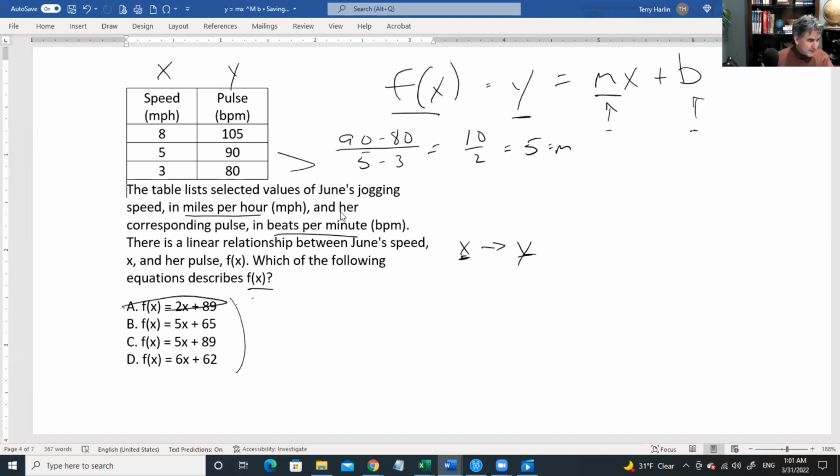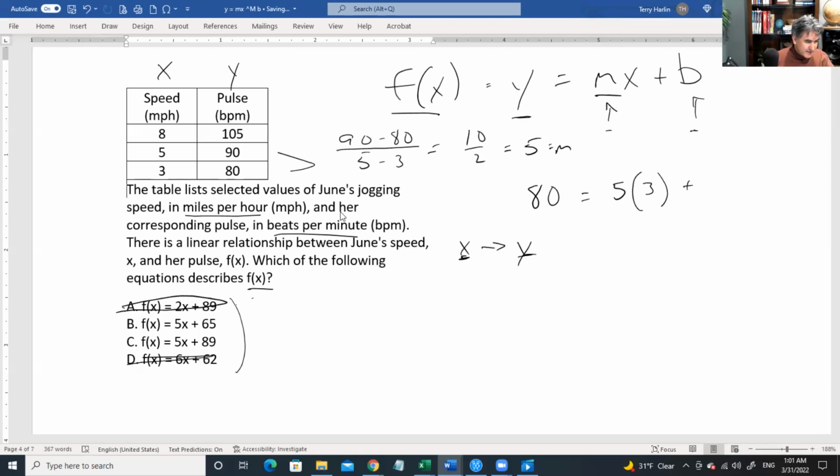So get rid of A, get rid of D, and now we just have to test out these equations. There's a couple ways I can do this. Of course, I can plug my slope into this equation and plug in my numbers. That's probably actually the easiest way. So let's just take 3 and 80 as our X and Y values. So I've got 80 for my Y, and I've got a slope of 5 and an X value of 3. And we've got B.